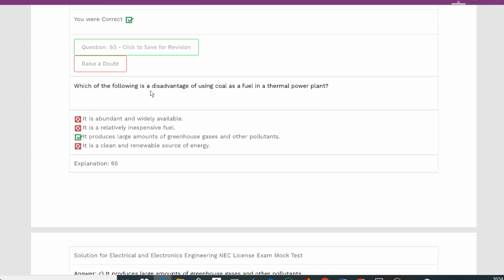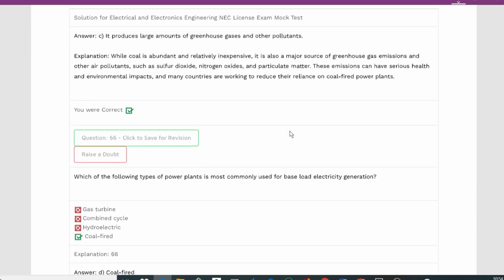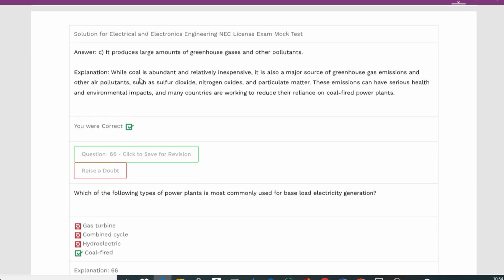Now, which of the following is a disadvantage of using coal as fuel in a thermal power plant? Here it produces a large amount of greenhouse gases and other pollutants. So this is the disadvantage of using coal as a fuel in a thermal power plant. And here is the explanation. Coal is abundant and relatively inexpensive. It is also a major source of greenhouse gas emissions and other air pollutants such as sulfur dioxide, nitrogen oxide, and particulate matter. These emissions can have serious health and environmental impacts, and many countries are working to reduce their reliance on coal-fired power plants.